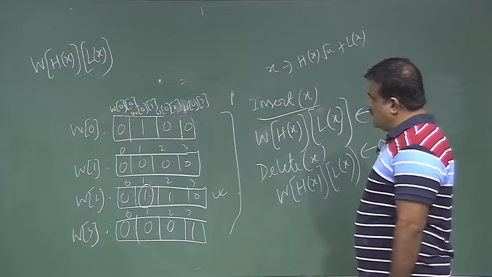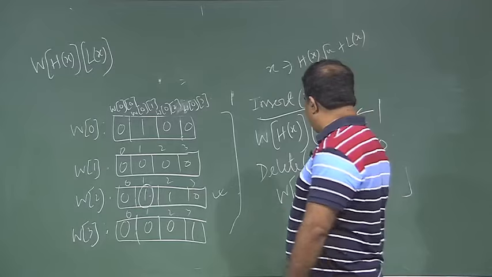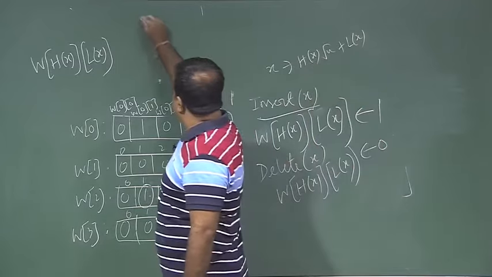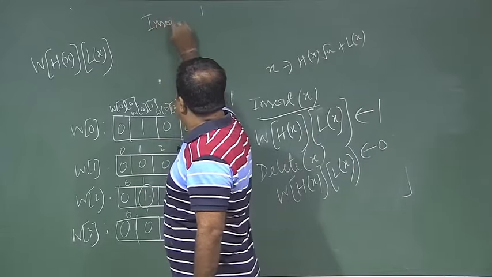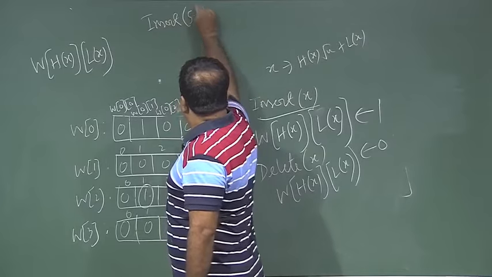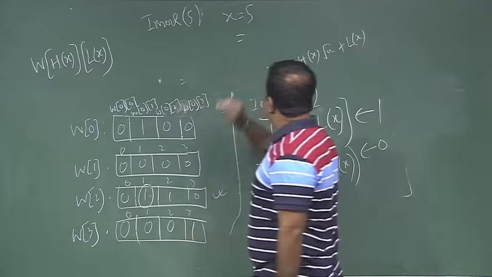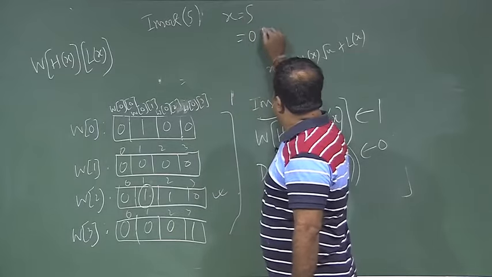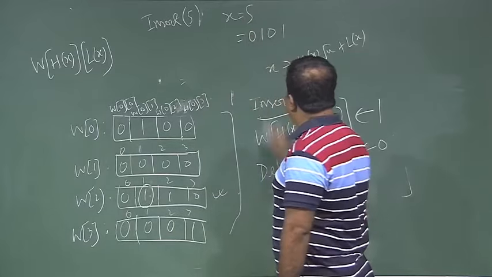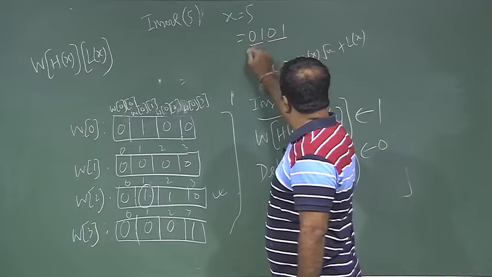Okay. So, suppose we want to insert, say, 5. Suppose x equal to 5, we want to insert 5. So, what is the binary representation of 5? This is 0 1 0 1, this is 5. So, this is high of x, this is low of x.